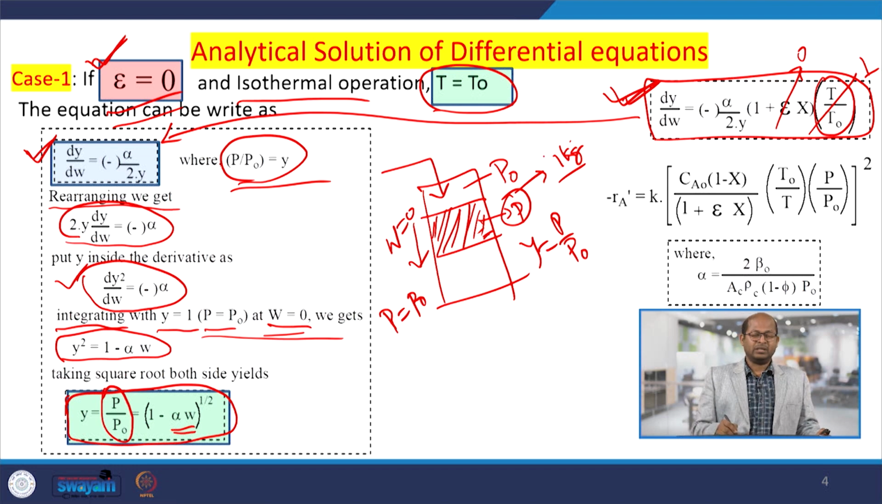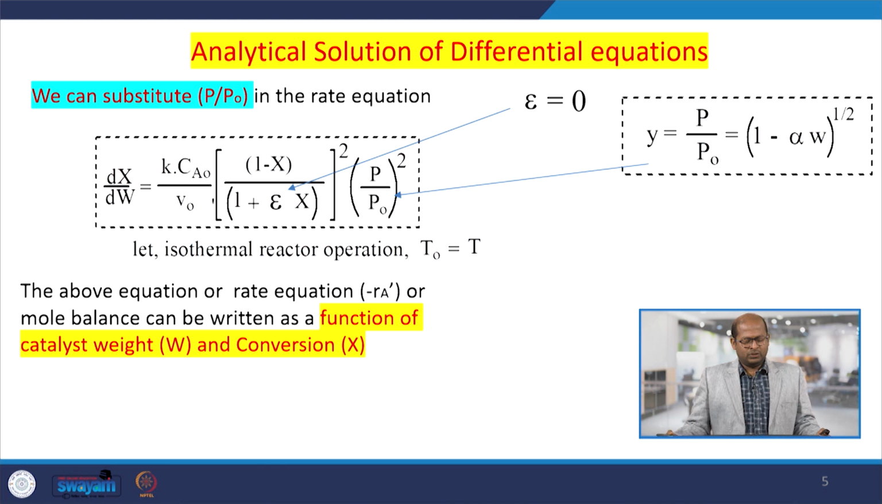Similarly, if we gradually increase W, the weight of the catalyst, then the pressure inside the bed of the reactor along the length will gradually decrease. It means the pressure drop will gradually increase. Okay. So, then the equations we can write this.